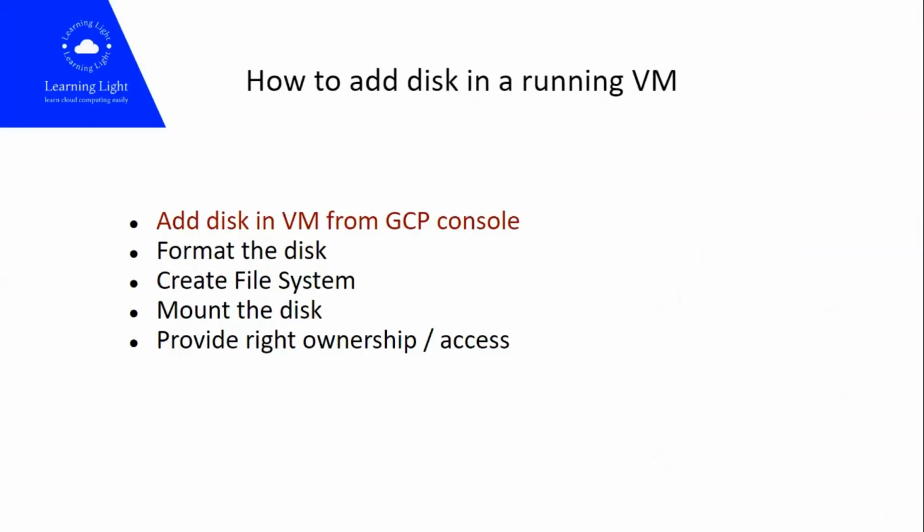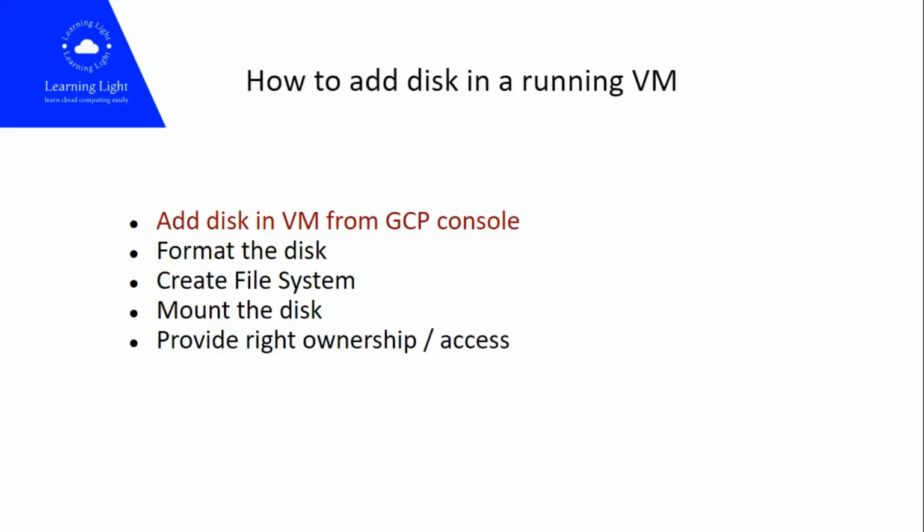Now, there are a couple of steps you can follow to add a disk in a running virtual machine. First, you need to add the disk in the VM, and this you need to do from the GCP console. Once you have added the disk in the GCP, then you have to format the disk, create the file system, mount the disk, and provide the right ownership and access to that file system. All these four steps you need to do by logging into the VM instance. You cannot do it from the GCP console. You have to log into the VM instance and format the disk, create the file system, mount the disk, and provide the right ownership or access to that file system.